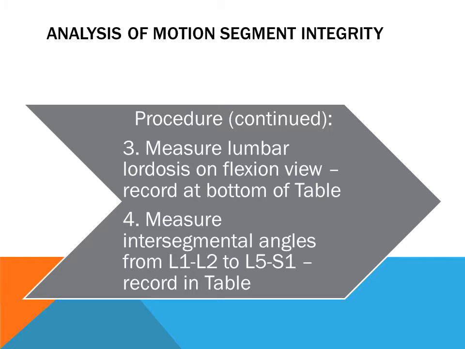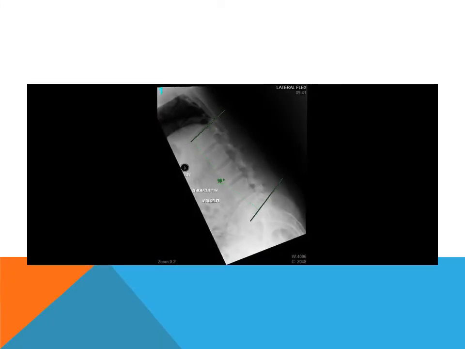Then we're going to measure the intersegmental angles, just as we did before on the neutral lateral view, and record those measurements in the table. So here is the flexion radiograph. It's an excellent radiograph. I can see all the structures, including trabeculae of the lumbar spine vertebra. And measuring from the superior end plate of L1 to the superior end plate of S1, I see that the lumbar lordosis angle is minus 10 degrees.